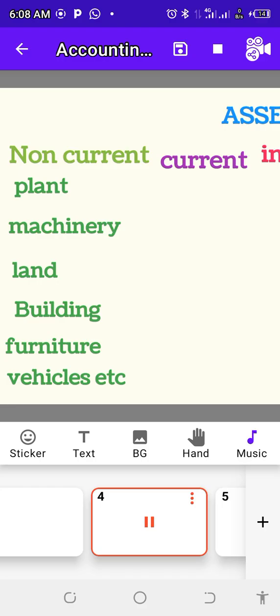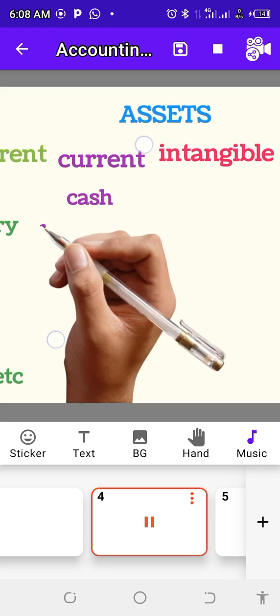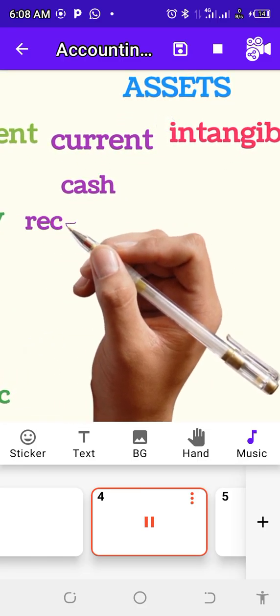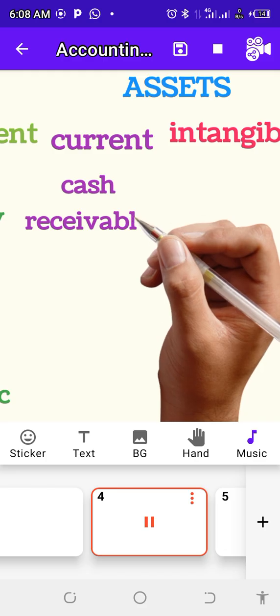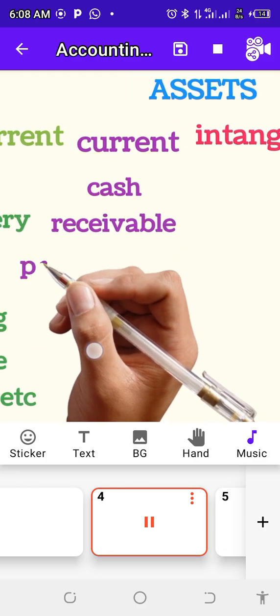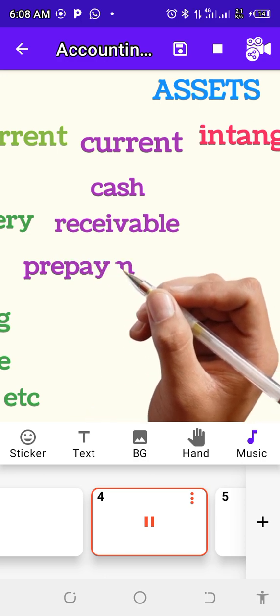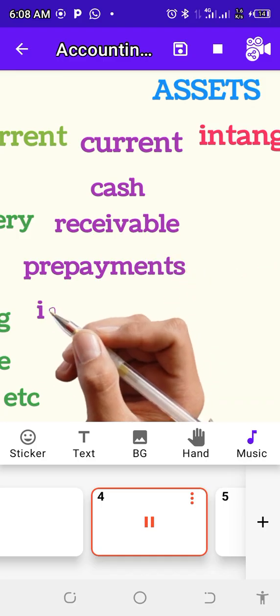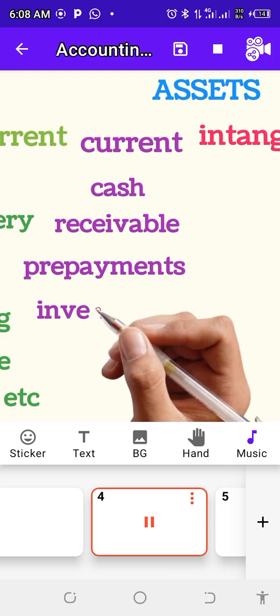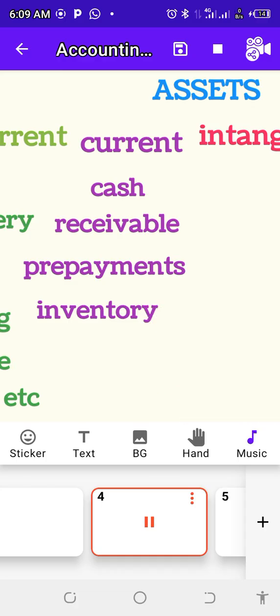Now, examples of current assets: we have cash. At times you say cash in hand and cash at bank. You have receivables, formally called debtors. You have prepayments. We have inventories, as they call it, stock.